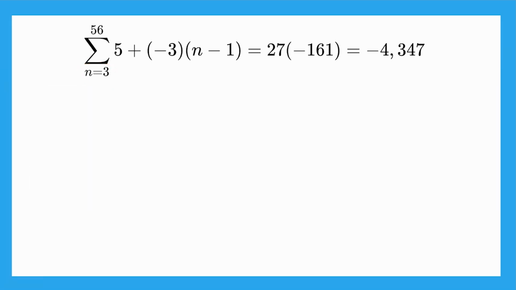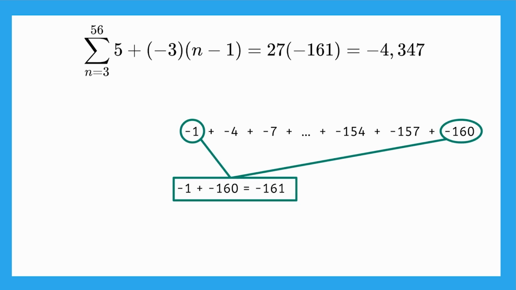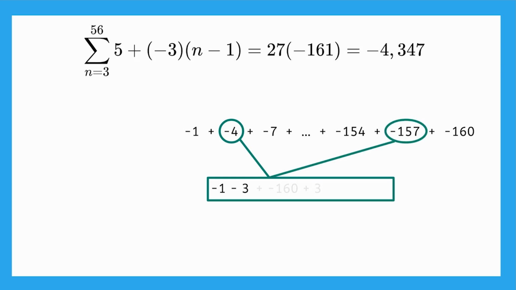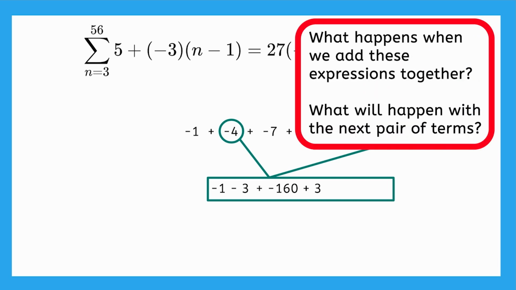Gauss's method seems to work for all arithmetic series. But why? -1 plus -160 is obviously -161. If we move to the next term from this end, we can treat -4 as just being the initial -1 minus 3, and that will be paired with -157, which is just -160 plus 3 to back it up by one term. What happens when we add these expressions together? What will happen with the next pair of terms? Pause and reflect in your guided notes.